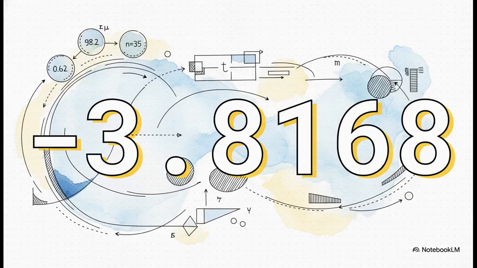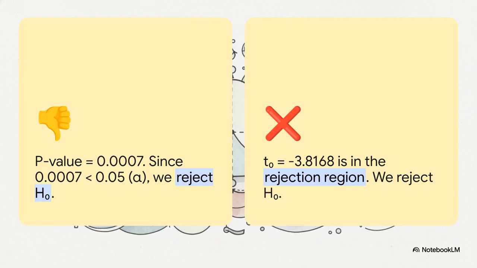So we take our sample data, that 98.2 mean, the 0.62 standard deviation, and the sample size of 35, and we plug it all into that t-statistic formula we saw earlier. You run the numbers, and this is what you get. This single number, negative 3.8168, is our key piece of evidence. This is the smoking gun of our investigation. So, is our evidence strong enough? Let's check out the verdict.